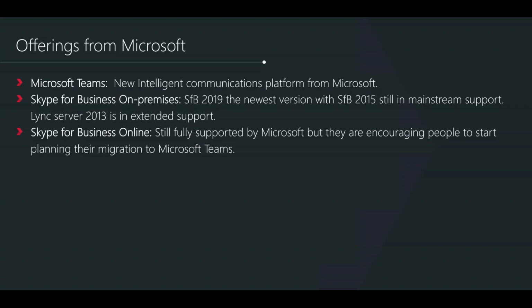And finally, we have Microsoft Teams, which is, as the slide says, the new intelligent communication platform from Microsoft. It's been around for just over 2 years now, and it's been very strongly pushed by Microsoft as the future of collaboration. Most of their development effort is being pushed into putting new features and functionality into Teams. In September 2018, Microsoft announced feature parity between Microsoft Teams and Skype for Business Online, which was one of the big blockers that was stopping people moving natively across to Teams.